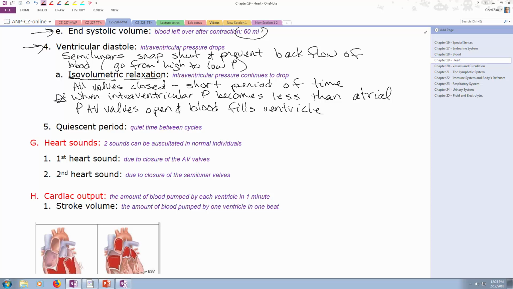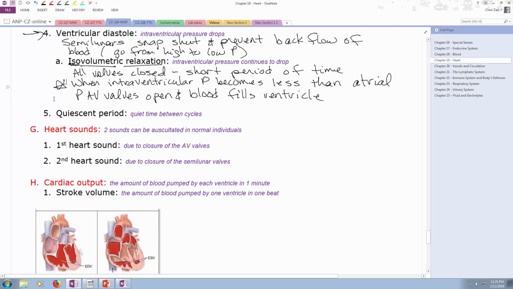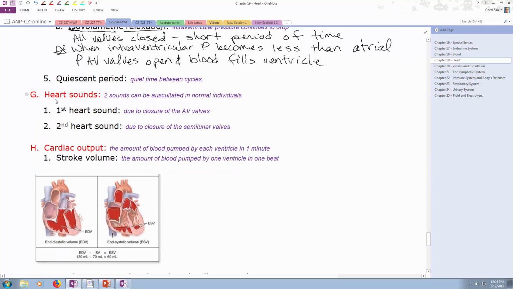And so that's why people with AFib, people are worried about blood clots for them. It's because of their atria not functioning properly. Quiescent period is the time in between cycles.